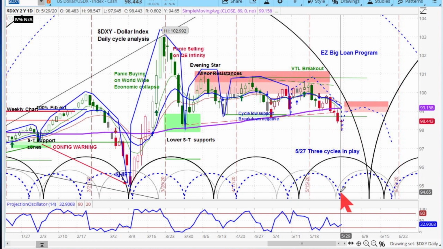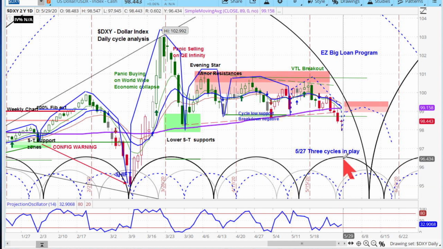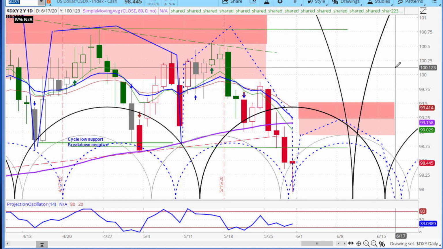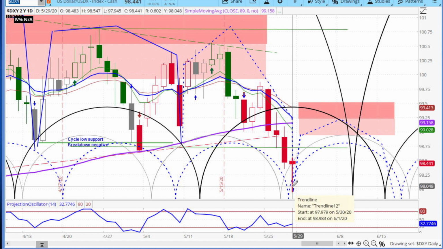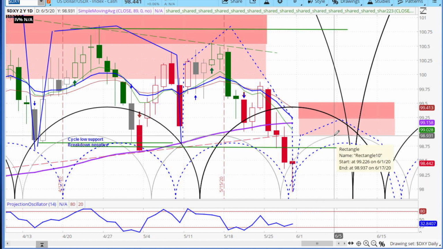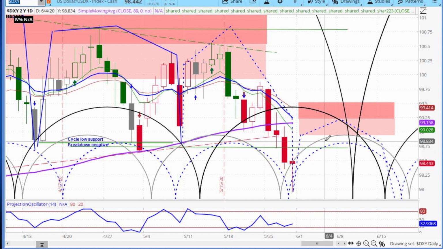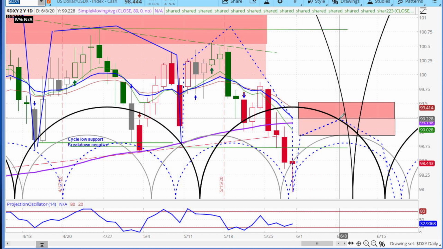a little low due right over here. If I tighten this up right over here, you could see there's a hammer bottom that formed right in here. So it says that this cycle bottom came. High odds for that. This right over here is around 98.90. We kind of think we're going to get into there, an outside chance here for 99.23.